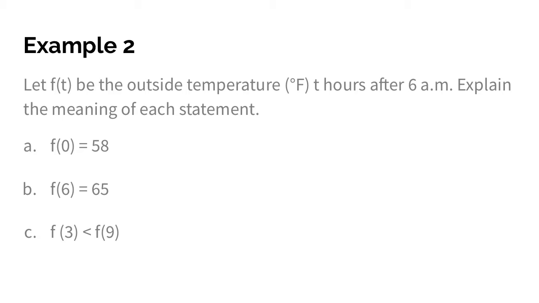So here I have a relationship between the outside temperature and the number of hours after 6 a.m. So we're going to look at the meaning of these statements written in function notation. We're going to let f of t, which is our output, be the outside temperature. And then we are going to let t hours be my input. So the number of hours is going to be my input.